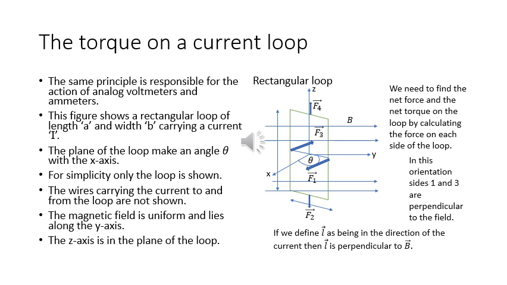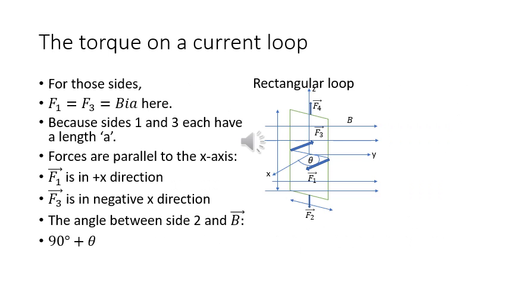We need to find the net force and the net torque on the loop by calculating the force on each side of the loop. In this orientation, sides 1 and 3 are perpendicular to the field. If we define L as being the direction of the current, then L is perpendicular to B. For those sides, F1 is equal to F3 is equal to BIA here, because sides 1 and 3 each have length A, the forces are parallel to the x-axis. F1 is in the positive x direction, F3 is in the negative x direction.